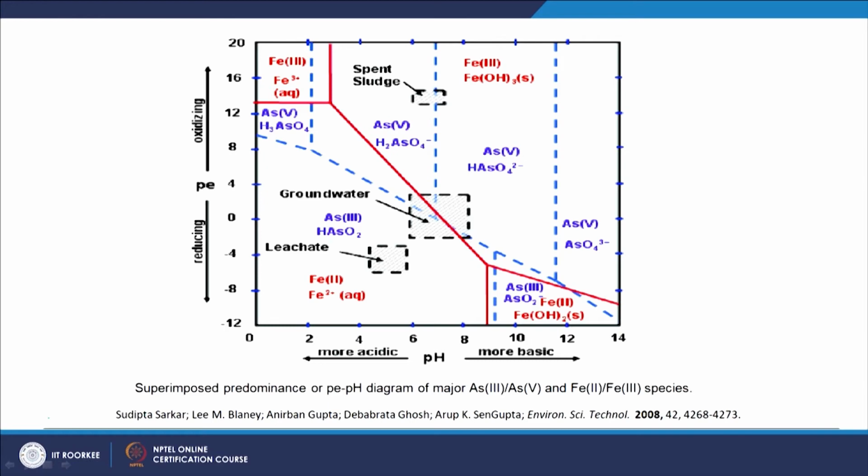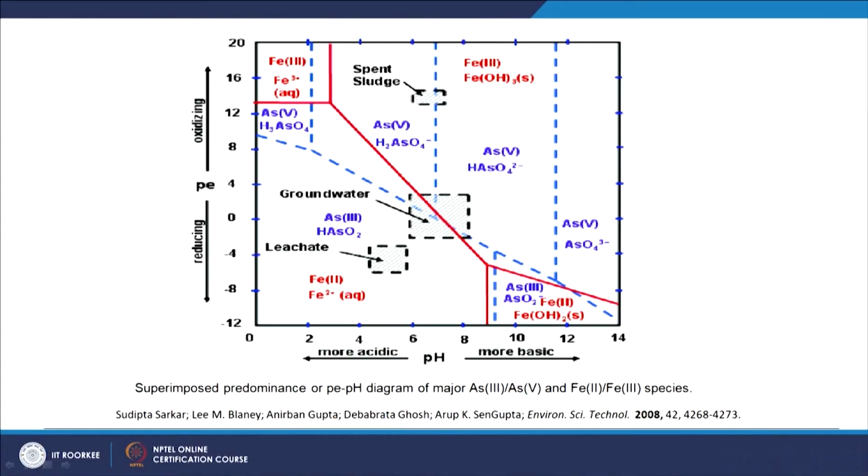So again, we have taken considerable time in understanding the relevant aspects. Now let us try to see the practical relevance. Here we have a region that is supposed to conform to groundwater. I guess the pH is going to be between 6 and 8, and the Pe values for groundwater typically fall in a certain range. So in this region, let us try to understand which forms of either arsenic or iron are going to predominate.